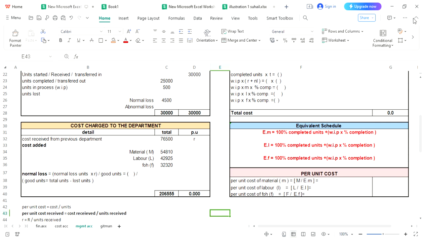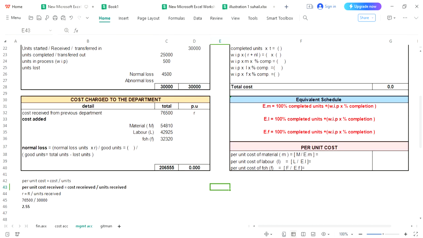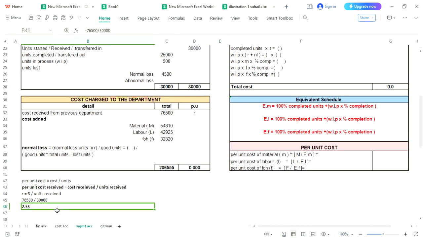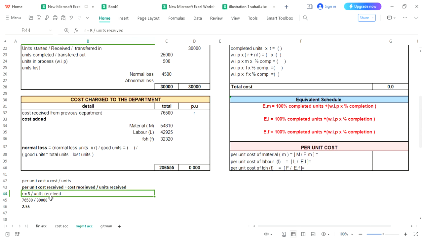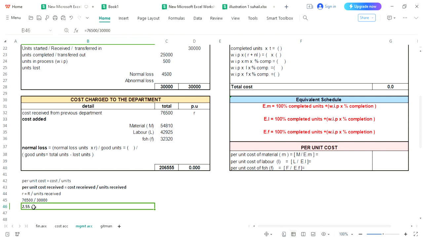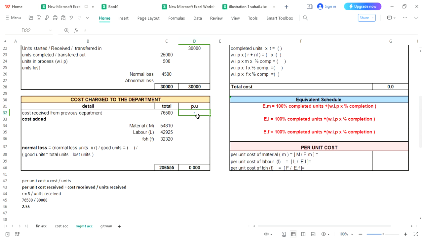Okay, so we have calculated small r here. And how did you calculate it? You have divided total cost by units received. 2.55 is small r, and the same amount you are going to put over here, as we have calculated our small r. How much amount have you calculated? That is 2.55. Put it over here. You can have decimals over here. That is a good method.